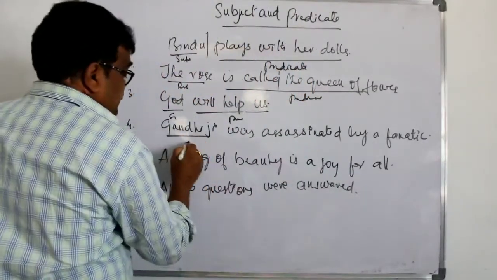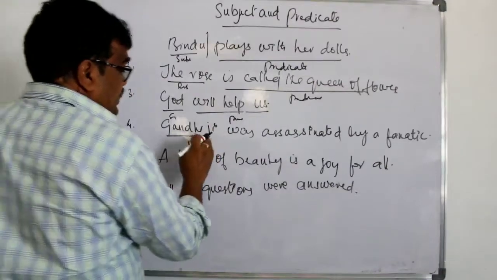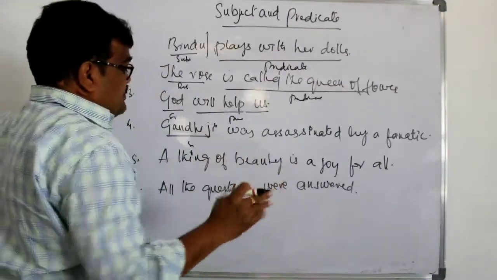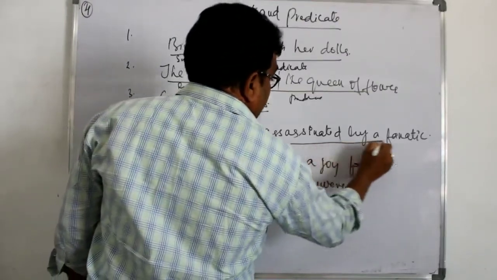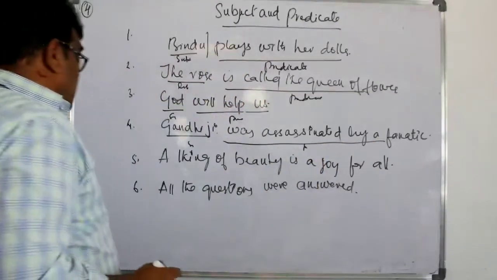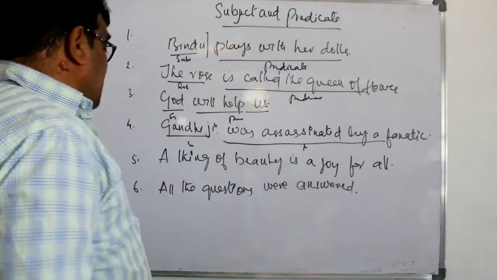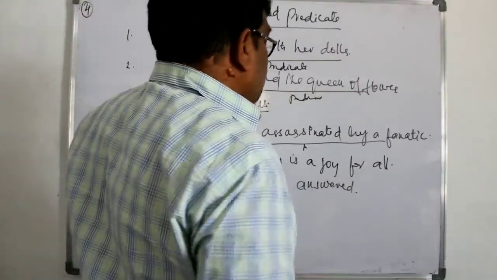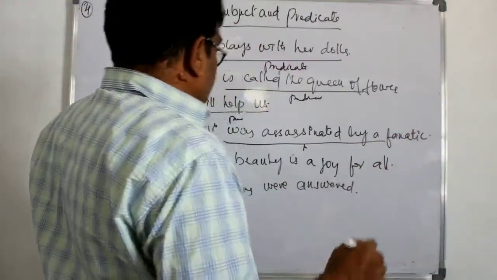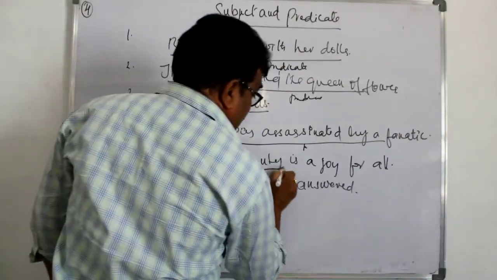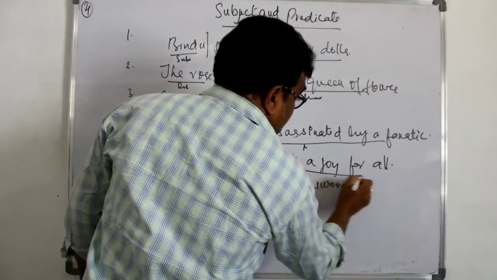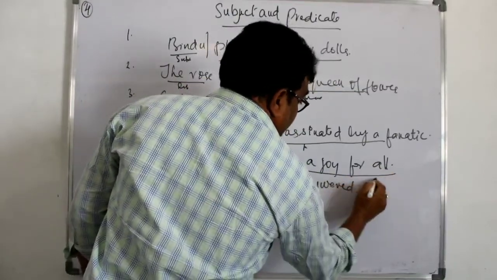Gandhiji here is the subject, and if you exclude the subject, the remaining part is the predicate. Fifth example, a thing of beauty is joy forever. Now, here the subject is up to a thing of beauty, and from the verb, the remaining part is the predicate.